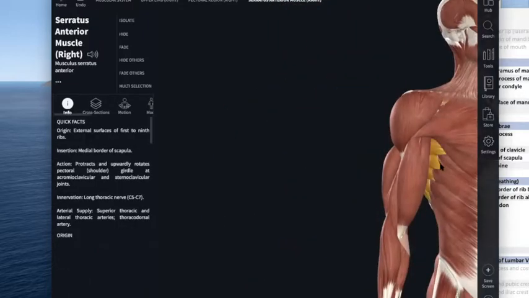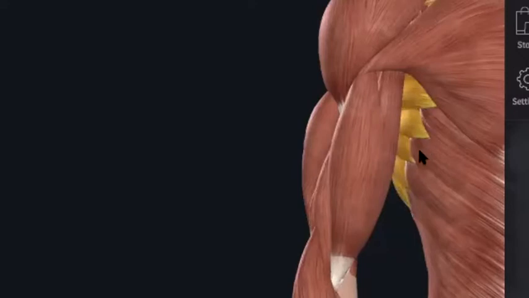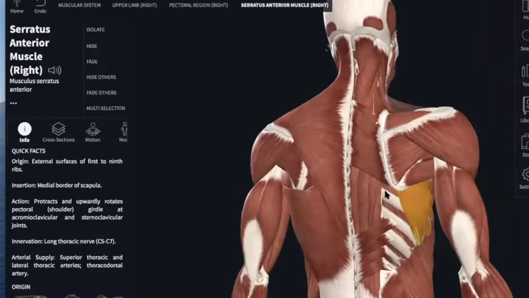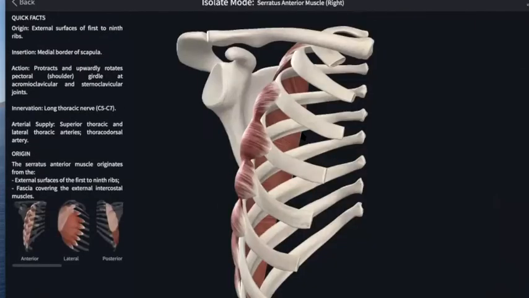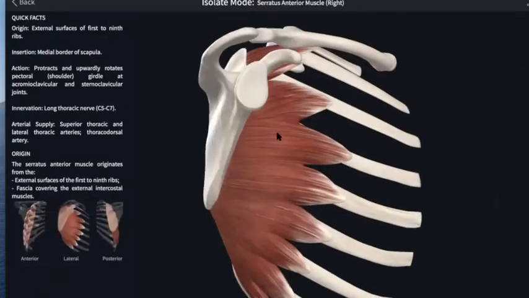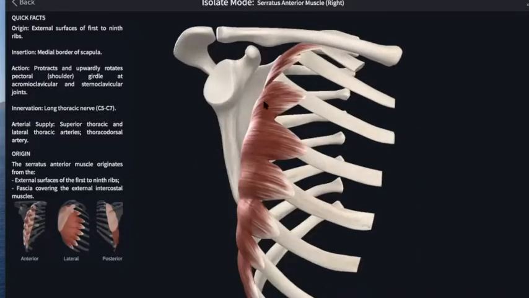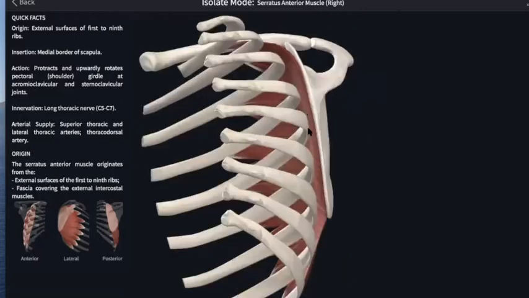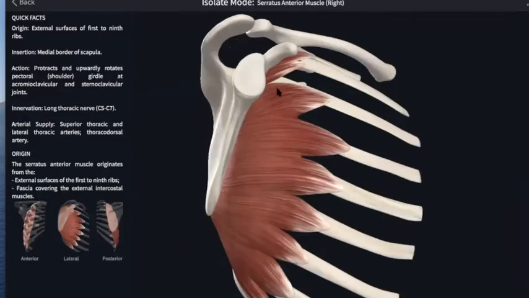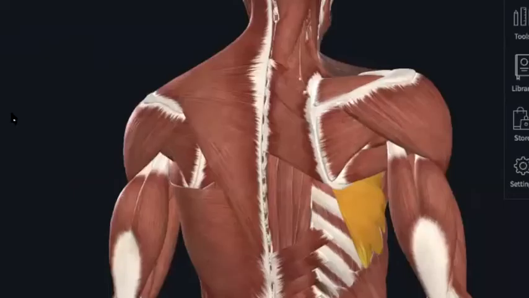These muscles right here that are kind of connected to the external obliques, making this serrated pattern right here, are the serratus anterior. And they're going to be going below on the anterior surface, attached from the ribs to the medial border over here. So those are your serratus anterior.